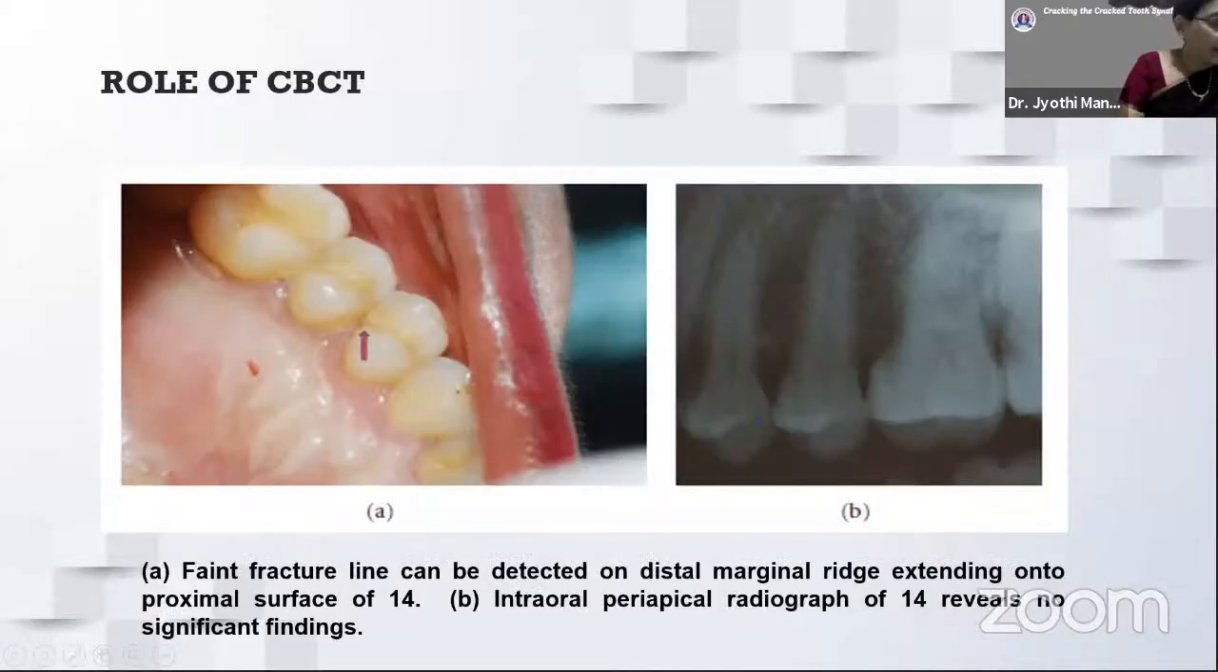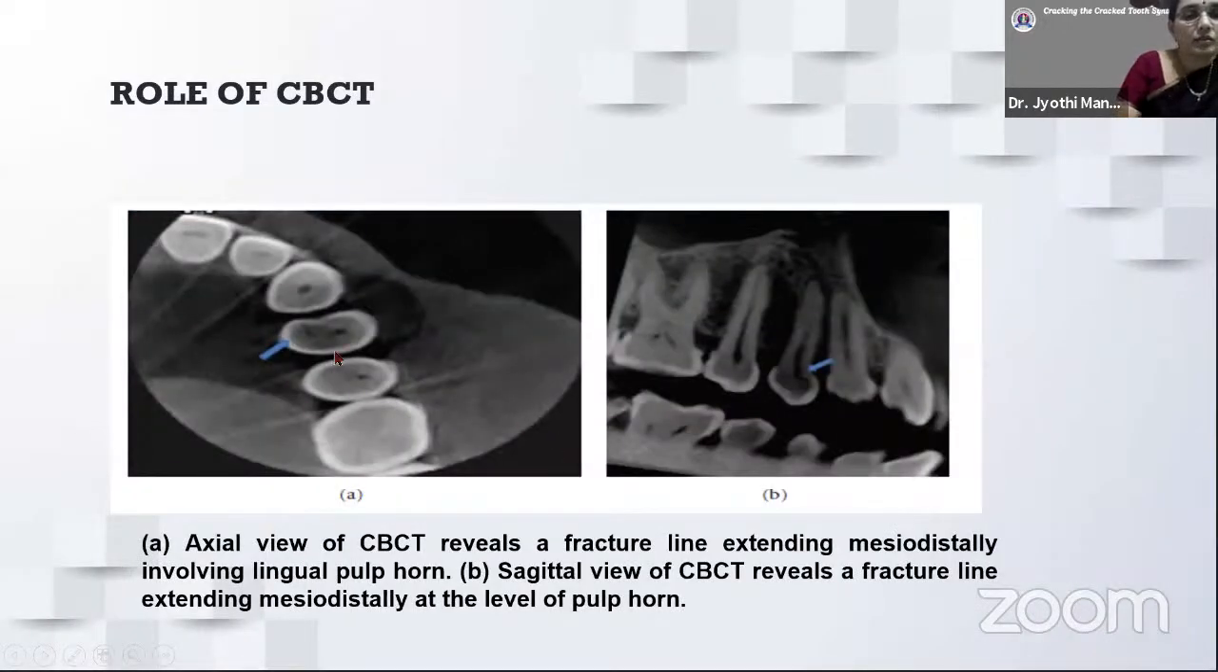And the role of CBCT. Whenever the other clinical signs and symptoms are inconclusive for the final diagnosis, then you are definitely supposed to go for CBCT for proper diagnosis and treatment planning. So here, after taking the CBCT, we are able to see the fracture line extending from the lingual aspect towards the pulp. And in the sagittal view, we are able to see the fracture line in a mesiodistal direction just at the level of the pulp horn.